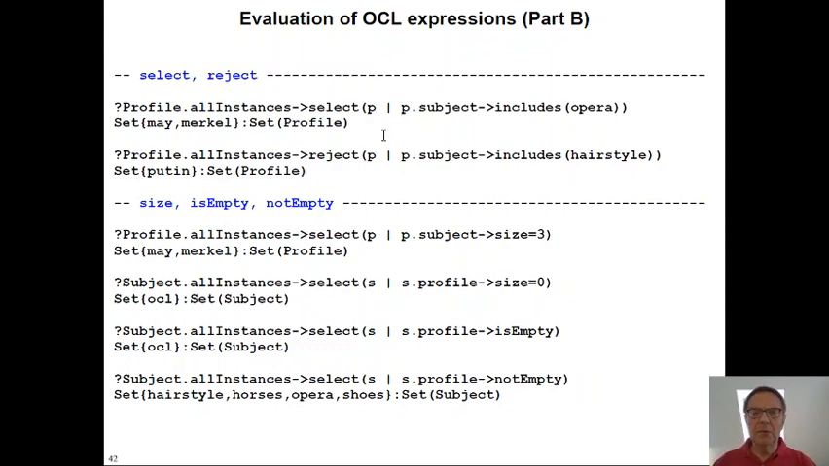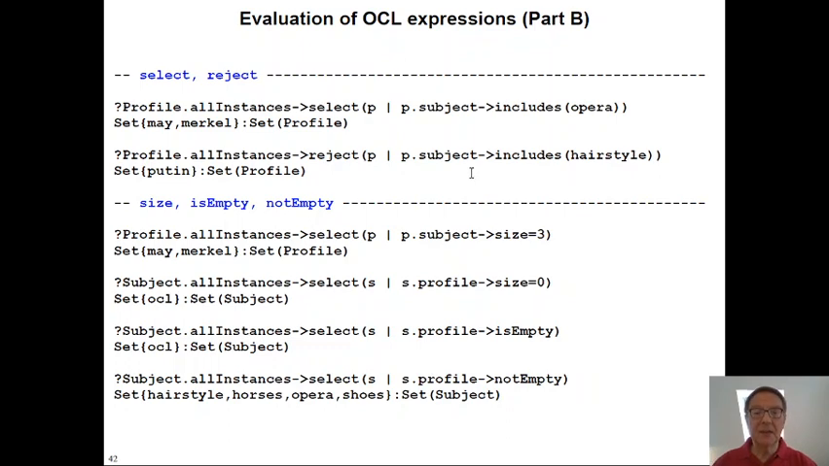A dual operation is a reject. The select considers the collection on the left-hand side and grabs the elements where this predicate or formula is satisfied, and the reject is dual or opposite to it. The reject considers the collection on the left-hand side and rejects those elements for which this formula, this predicate, is true.